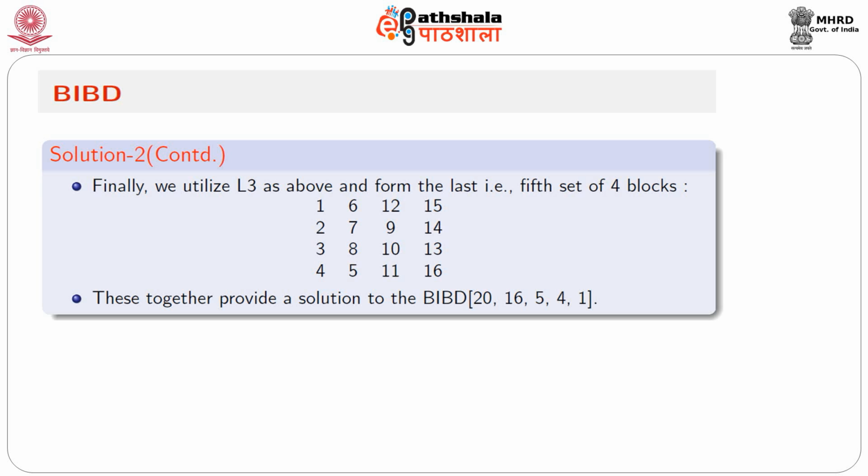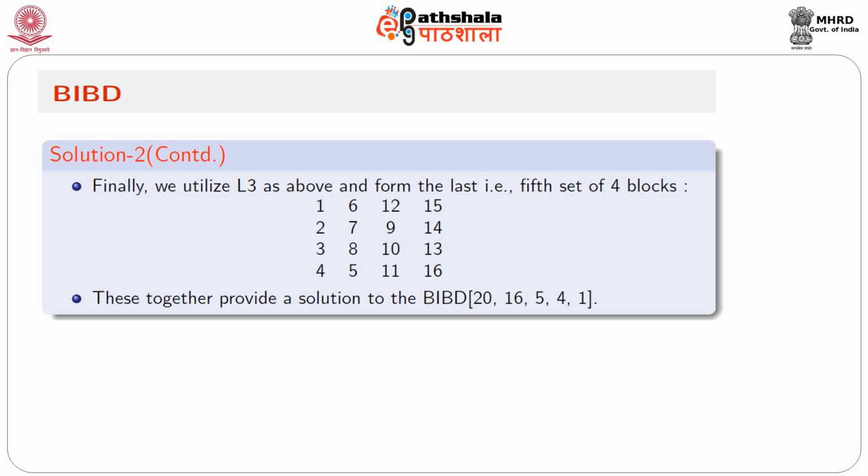So that is how altogether now we have a solution to the BIBD involving 20 blocks, each of size 4. Every treatment occurs exactly 5 times because in every square, in every formation, every treatment occurs exactly once and there are 5 formations. Therefore, the treatment replication is 5 and one can see that any pair of treatments occur together exactly once. So this gives us a BIBD with parameters 20, 16, 5, 4, 1.